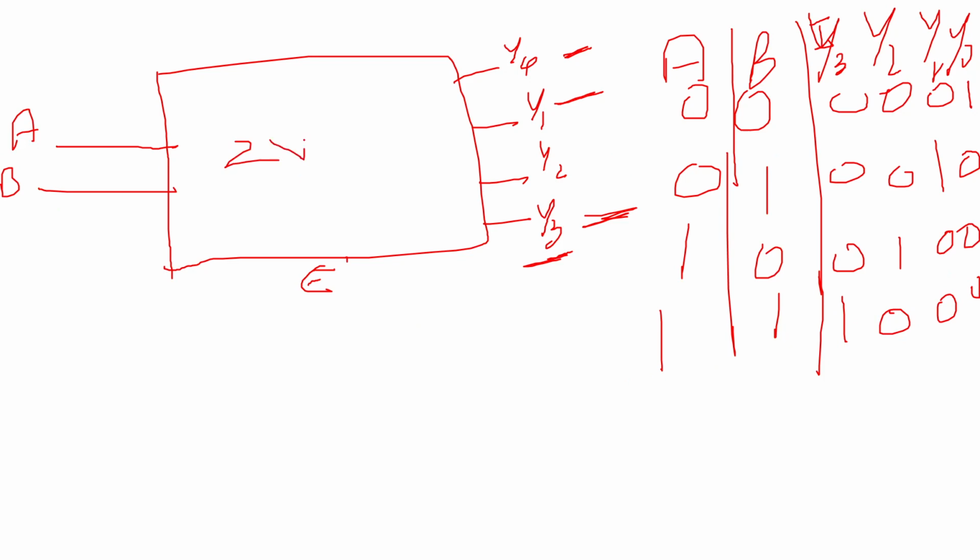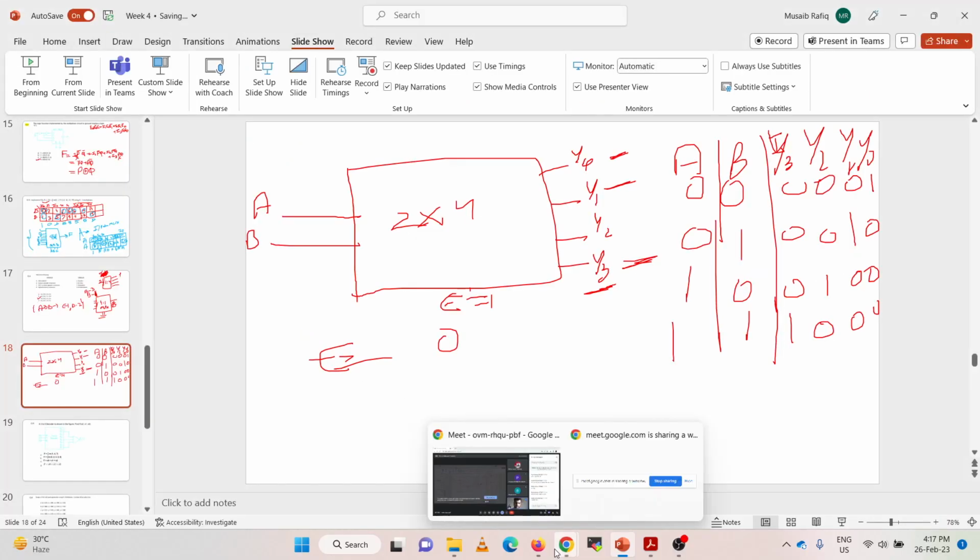So this was a 2x4 decoder, and enable was high, E equal to 1. When E is equal to 0, we don't care about anything, so all of the outputs are 0. So this was the truth table for a 2x4 decoder, and I think you might get an idea about the working of this thing.